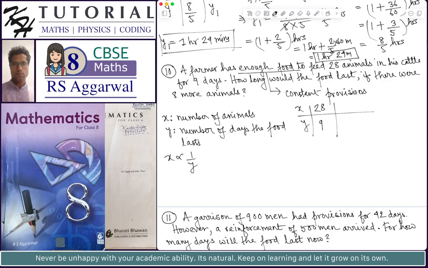Secondly, it is now asking how long would the food last if there were 8 more animals. So 8 more animals means 9 plus 8, which is equal to 17. Let's assume that the food will last for x1 days when the number of animals is 17. So we must have 28 multiplied by 9 is equal to x1 multiplied by 17. So this implies x1 is equal to 28 multiplied by 9 divided by 17.